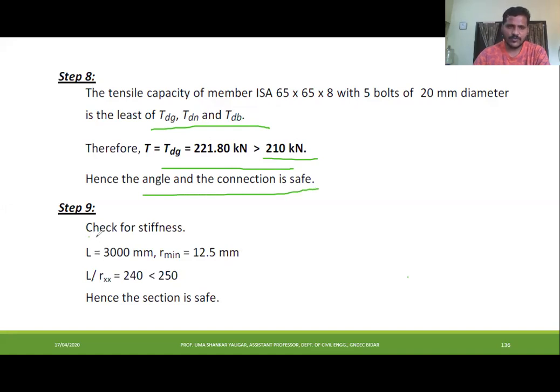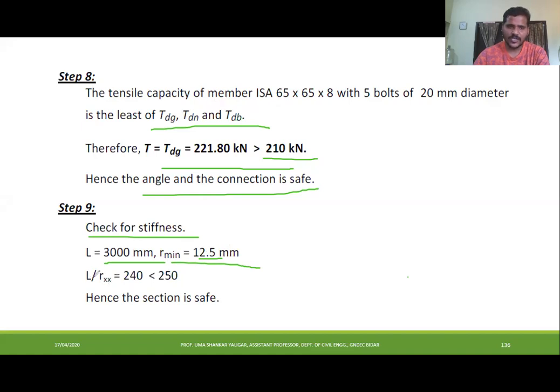Okay, then the last step is that we need to check it for stiffness. We know that the length L is given as 3 meters, which is 3000 mm, and the r value. For your angle section 65 by 65 by 8, you will get this 12.5 from your steel table. Then L by r.